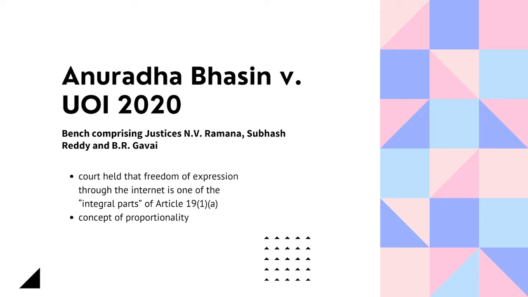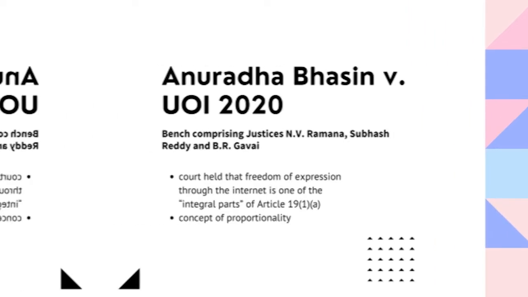The first case that comes under our list is Anuradha Bhasin versus Union of India. This is a case of year 2020, wherein it was held that access to internet is an integral part of Article 19, which is freedom of expression. Together with this, the proportionality test was upheld in this case. So these two are the important things given under this case. And together with this, you can also remember the bench, right? It's because sometimes they may come up with a question with respect to the bench, right?